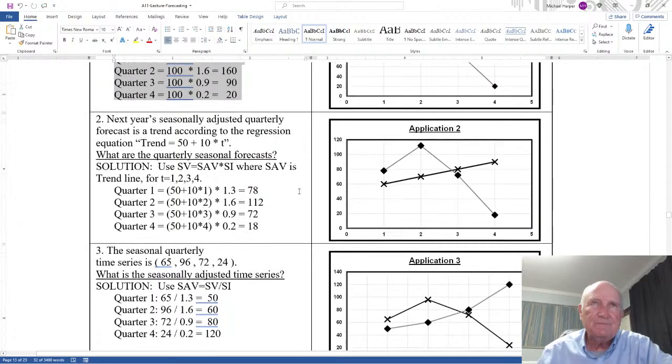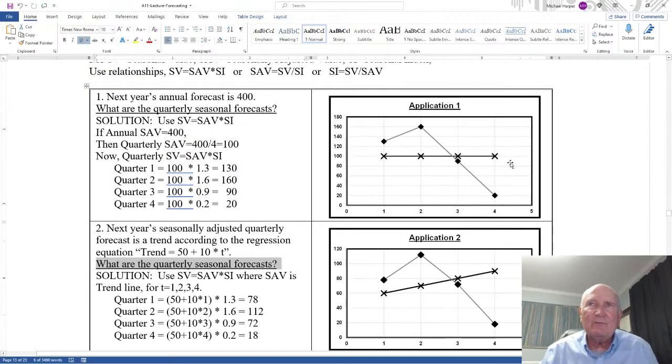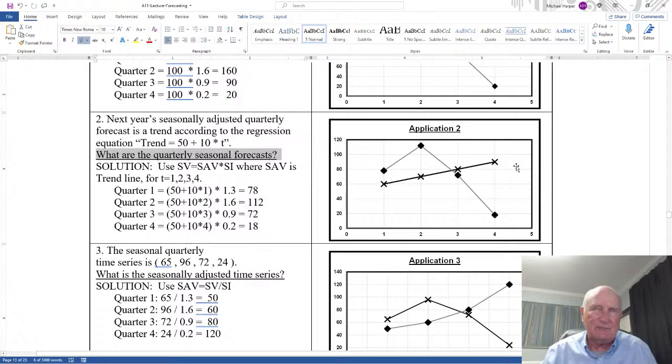Application number 2. Next year's seasonally adjusted quarterly forecast is a trend according to the regression equation, 50 plus 10 times t. What are the quarterly seasonal forecasts again? Here we go. So now we're going away from a stationary time series to a non-stationary time series. We have a trend component. And let's assume that our trend is 50 plus 10 times t, where t is 1, 2, 3, 4, to keep it simple. So 50 plus 10 is 60, and then 70, 80, and 90. That's my seasonally adjusted forecast.